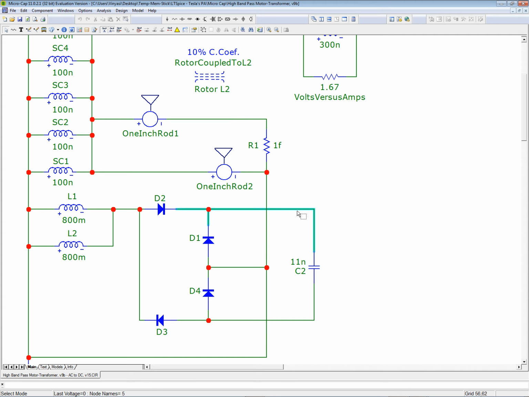Despite the fact that in theory, I just assumed that this is supposed to be DC, right? The current comes out here and goes in here in one direction, going downwards across this capacitor, but that's not what happens on the capacitor, and it's not what happens over here either. It ends up being a surge.